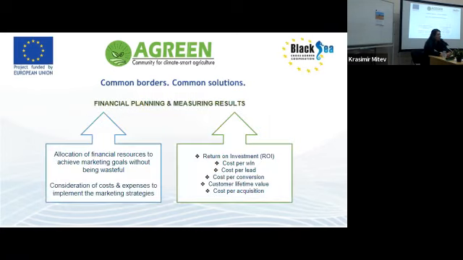Last chapter of the module has to do with financial planning and measuring the results. Of course, farmers should allocate specific resources and money in order to implement a marketing strategy and achieve the marketing goals, so that they don't waste their money. Of course, you should take into consideration the cost and expenses in order to implement the marketing strategies.